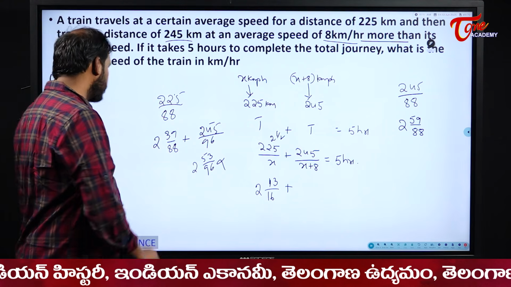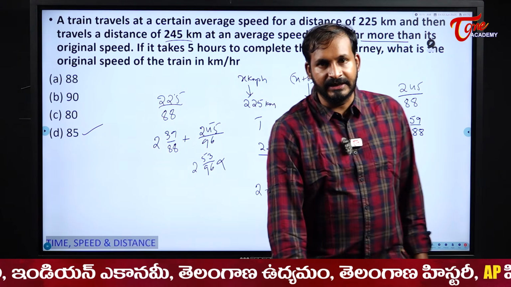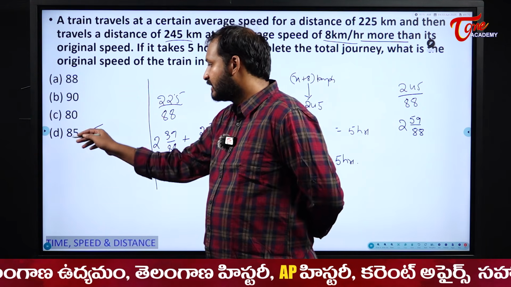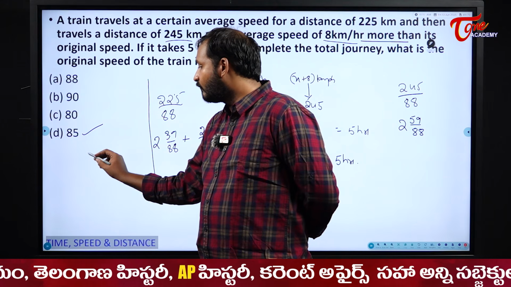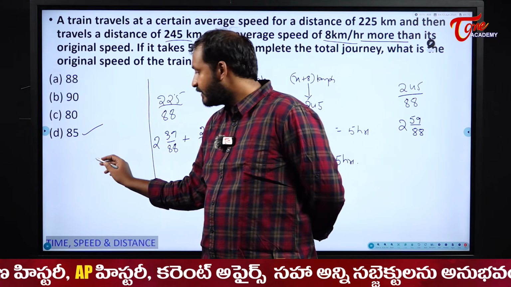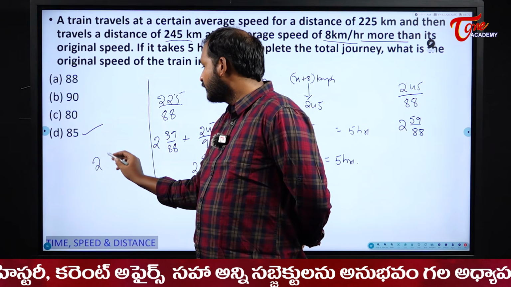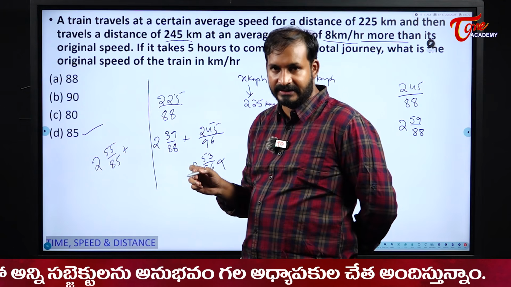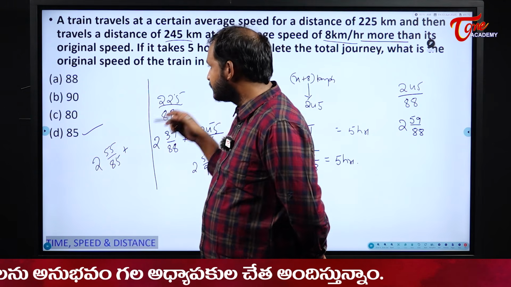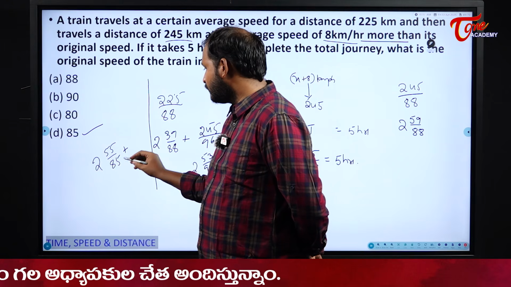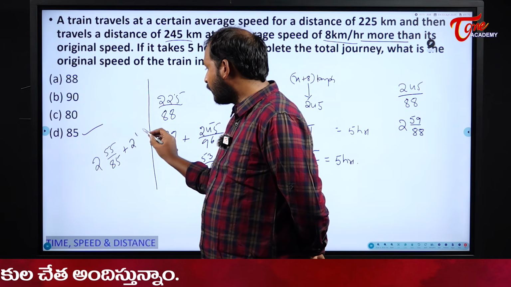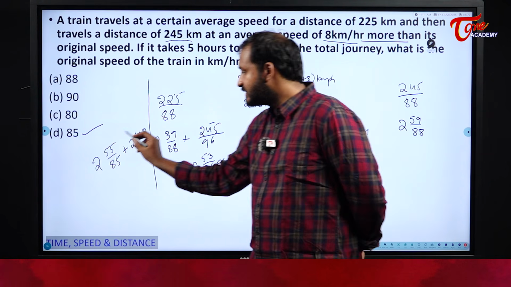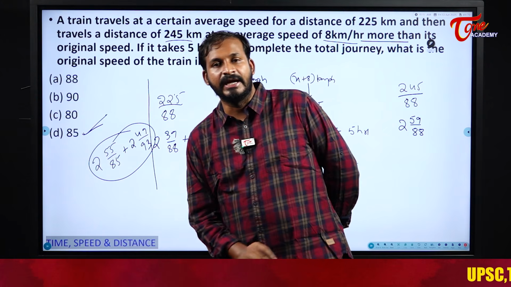Now there is only one option left for us, 85. That is the only option left for me. Let us take it for once. In the 85 case, first 225 by 85. That means you will get 255 by 85 one time, plus the other one will become what? 93. 93 means 196 means it will become 49. So that will become 249 by 93. Now this is the nearest one. So we will go for 85.